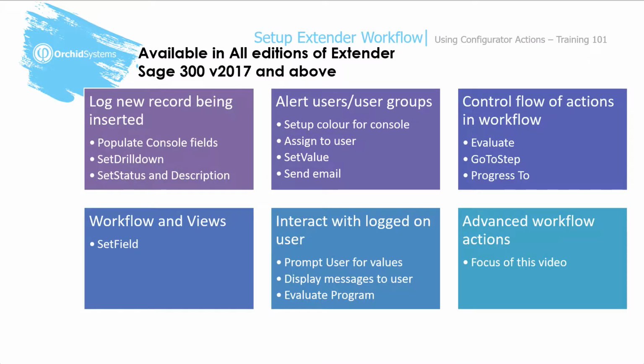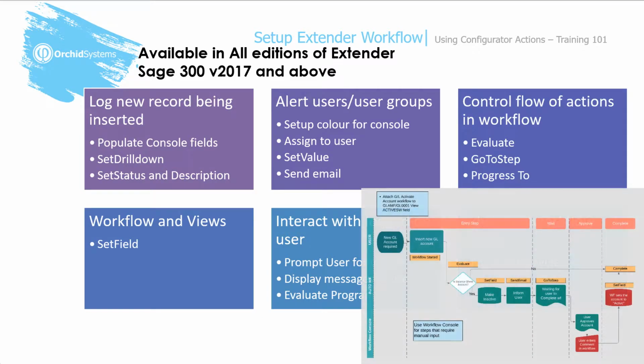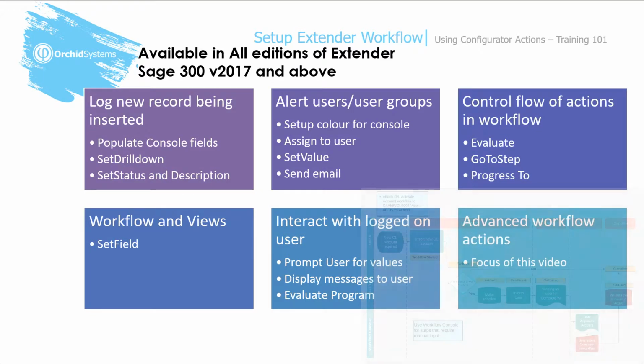In the previous training video, we looked at logging new records being inserted and how we populate the console fields using set drill down, set status. We expanded on that workflow template to alert users and user groups, sending them some emails. We control the flow of actions in a workflow using Evaluate, Go to Step, and Progress to. We updated view fields using SetField, interacted with the logged-on user by prompting a user for a value and displaying messages back to the users.